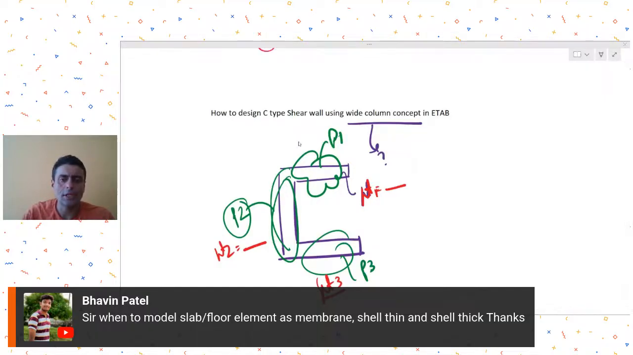When to provide thick shell? When you want in-plane shear deformations, or when in-plane shear deformations are an important criterion for you, then you provide it as a thick shell. Otherwise, for almost all your usual design scenarios, thin shell assignment is sufficient. So thick shell only for very, very thick slabs where in-plane shear deformations will be important to capture. Then you provide it as a thick shell, not otherwise.